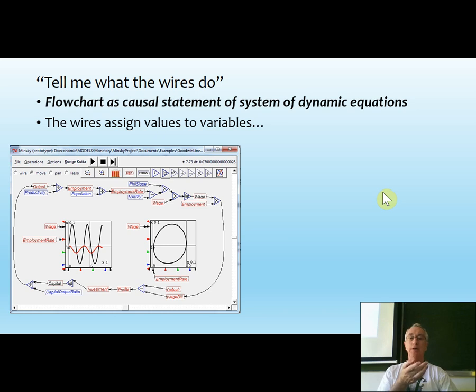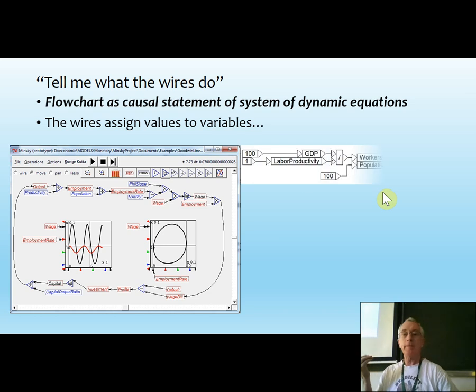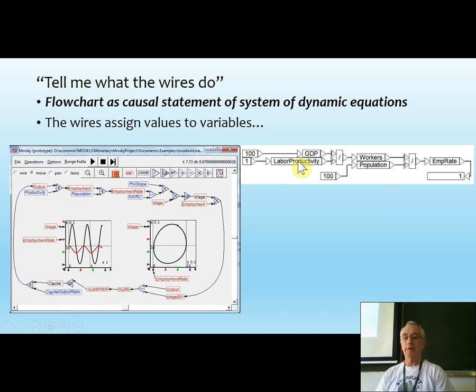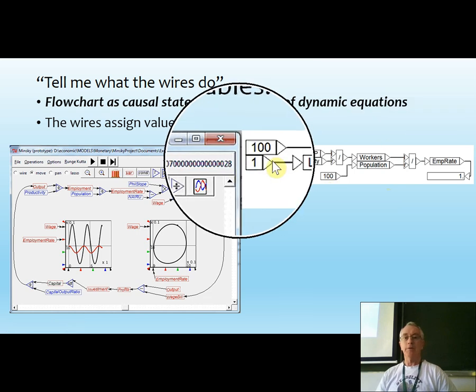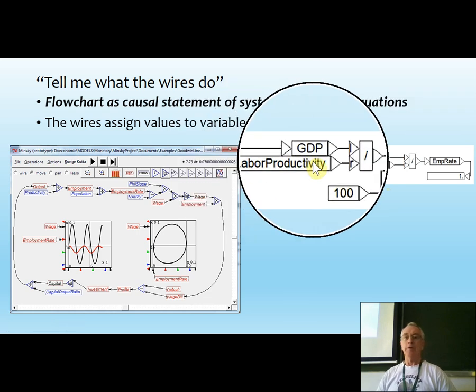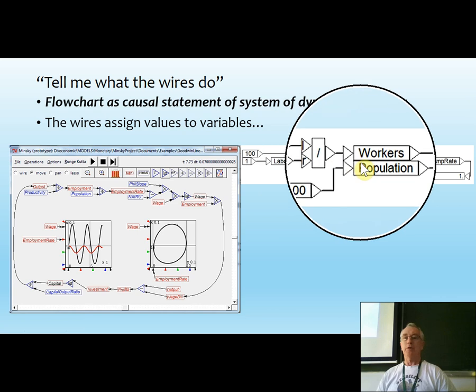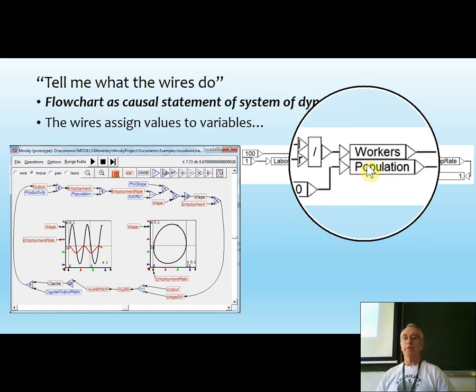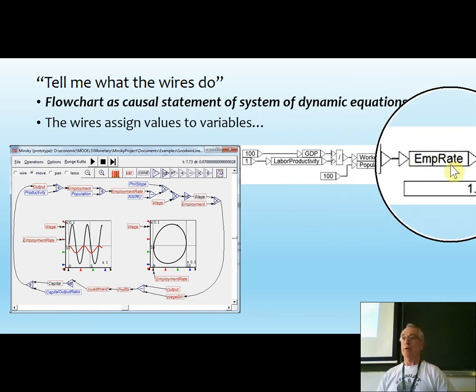So that's how Minsky does this particular model. I know it's very hard to see on that screen there. This is how the same thing is done in VenSim. So this says GDP divided by labour productivity gives you how many workers are employed, and if you divide workers by population, you get the employment rate.